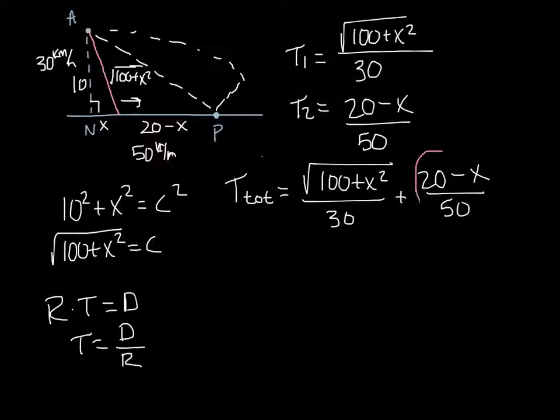What happens to this term if x is 20? That becomes 0, right? That goes to 0. So we're just left with this square root of 100 plus 20 squared, which is 400 over 30. That becomes our root 500 over 30, which we saw in the previous part of the problem ended up being our answer for that. So that's nice.